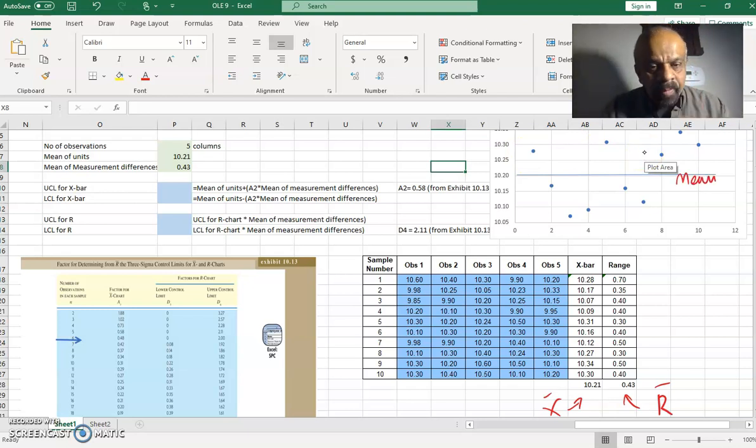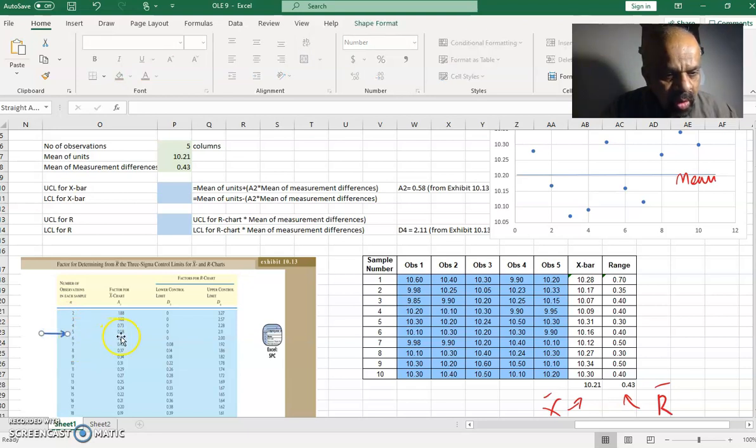This is the X bar chart, so I need to find the UCL and LCL. For the UCL, I need to go to this figure. This is Exhibit 10.13 in the book. So I have 5 observations. If I go to 5 observations here, 1, 2, 3, 4, 5, and then go across, I see that my A2 is going to be equal to 0.58.